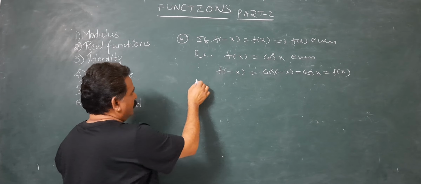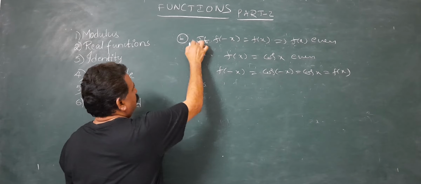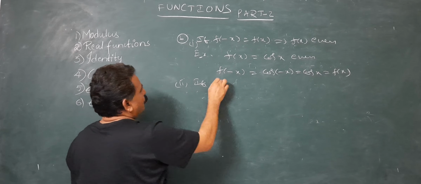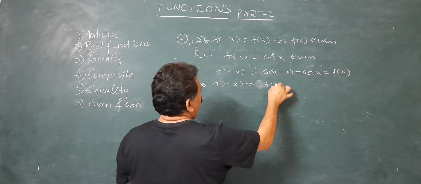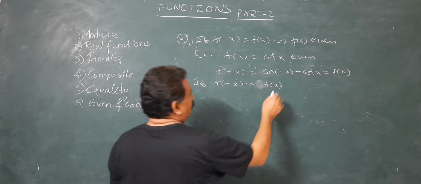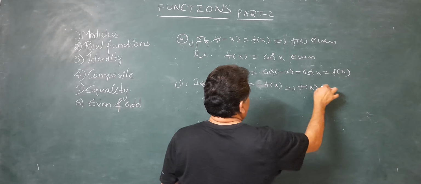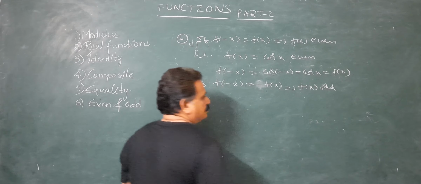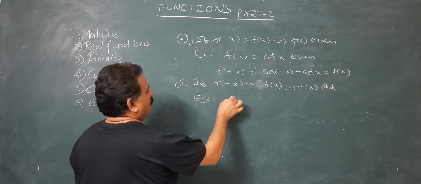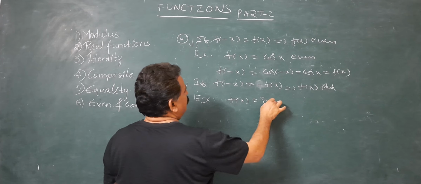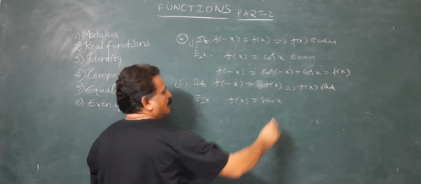Next point: if f of minus x equals minus f of x, then f of x is said to be an odd function.